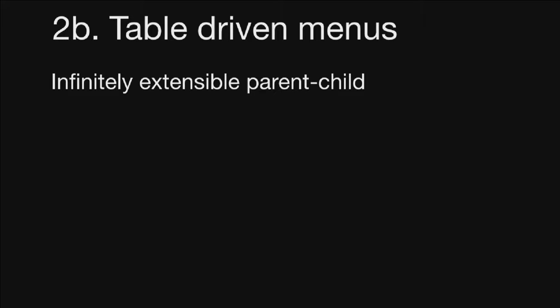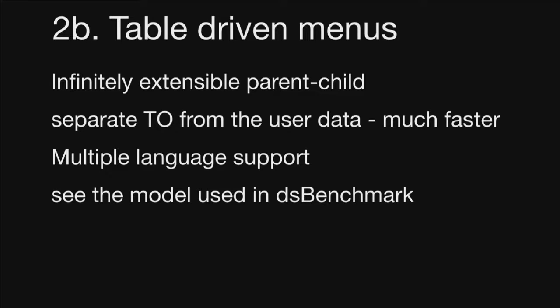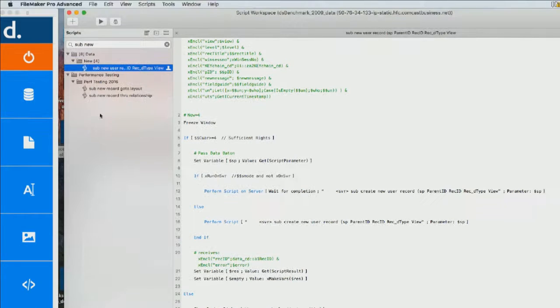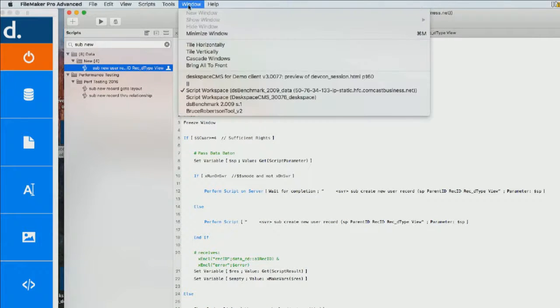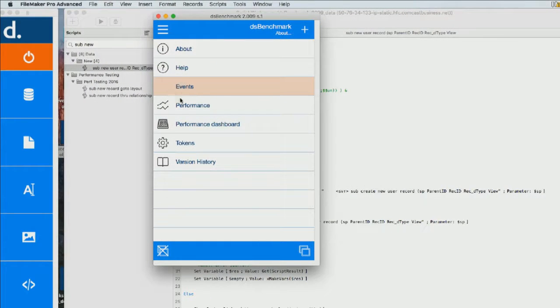Another way is using table-driven menus, which is what I've done. And this gives you an infinitely extensible parent-child method. And it's very fast, and it also gives you the ability to use multiple language support. And we can look at the model in DS Benchmark. So I go into DS Benchmark, which is going to be there. We need to go into Manage and the menu table.